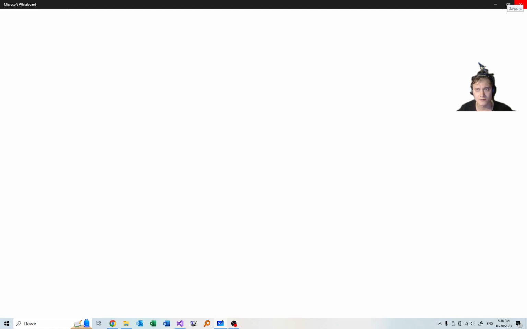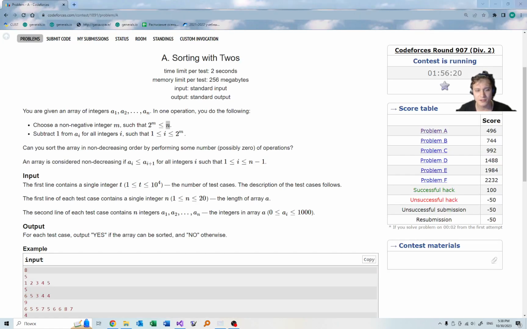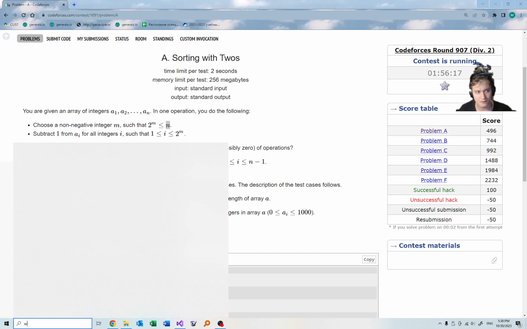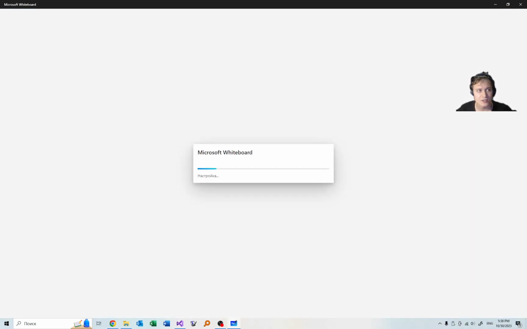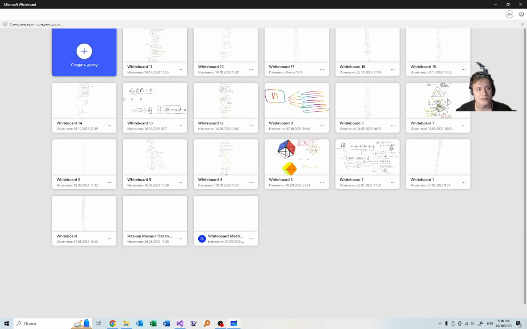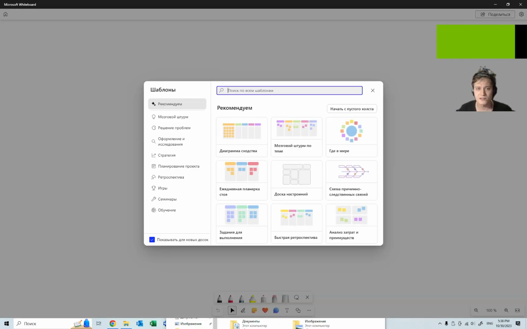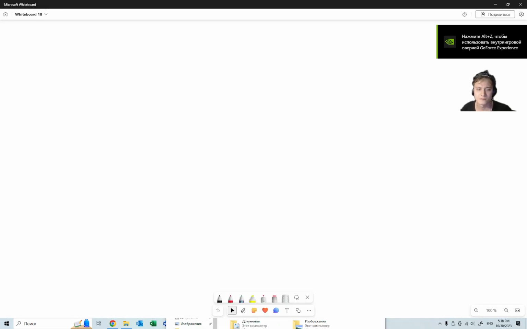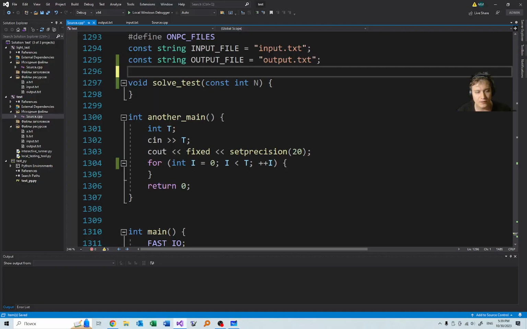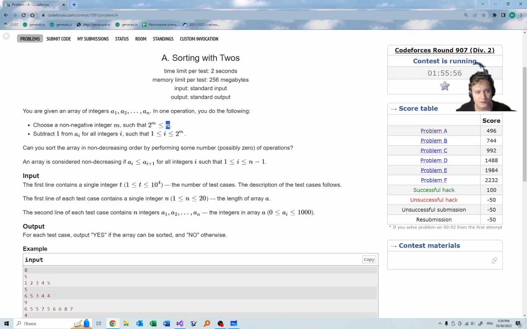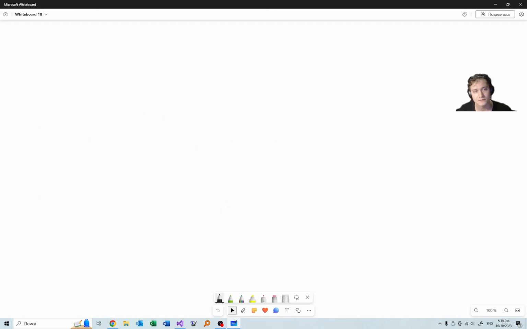It's not working. Sorry, I will need to restart it. We can subtract 1 from a prefix whose length is a power of 2. And we are asked whether we can make the array non-decreasing.